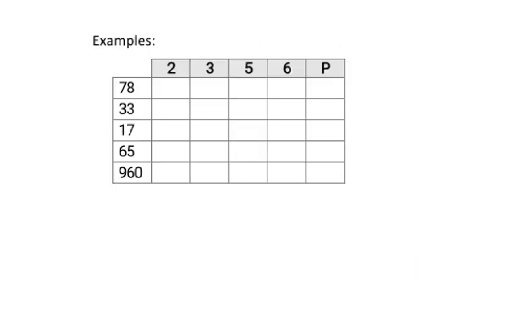So let's take a look at this example where we have these different numbers, and we're going to decide if they're divisible by 2, 3, 5, or 6, and if not, they're going to be prime numbers. So let's check for 2 first. Let's just look at the numbers and decide which of these numbers are divisible by 2. Remember, it has to be an even number, or it has to end with 2, 4, 6, 8, or 0. So that means 78 and 960 are both divisible by 2.